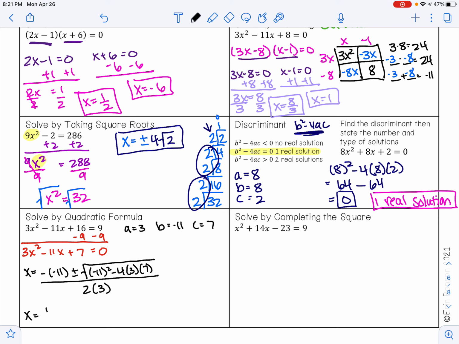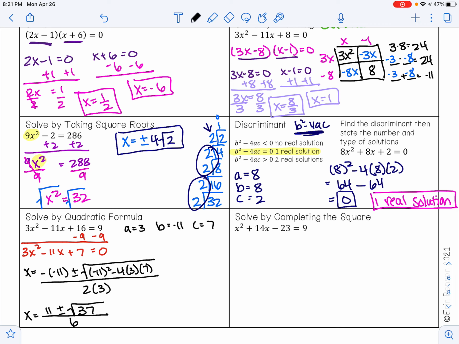So minus a negative becomes a positive, and then I'm going to calculate the square root. And so I'm going to calculate that discriminant. So the part that is underneath the square root symbol, I'm just typing that into my calculator. And when I do that, I get 37. And then 2 times 3 is 6.